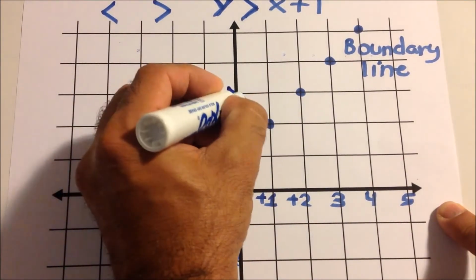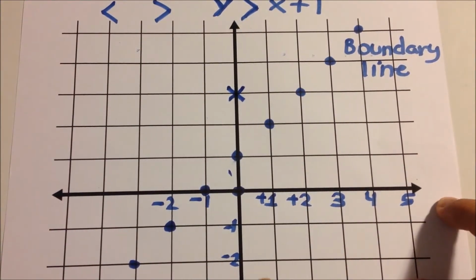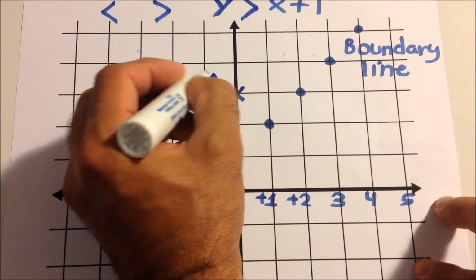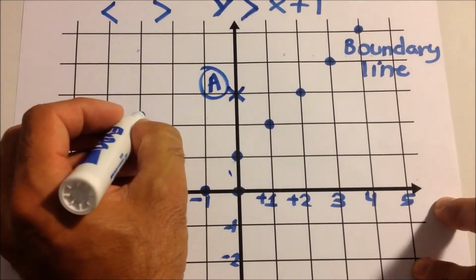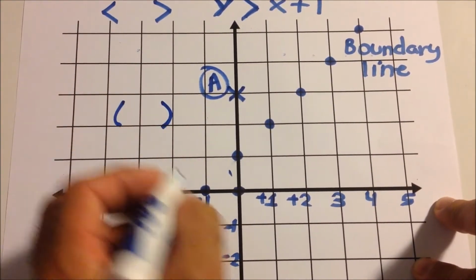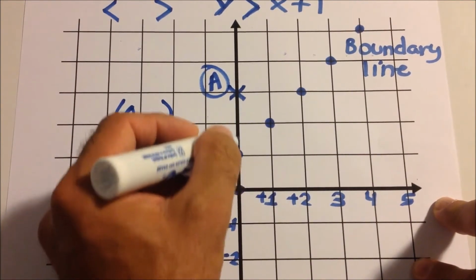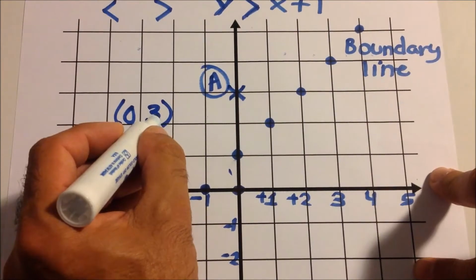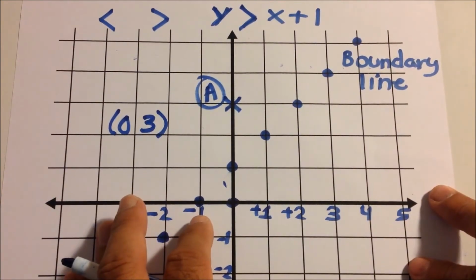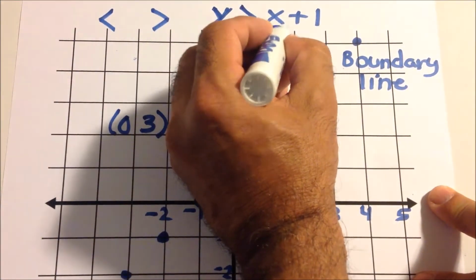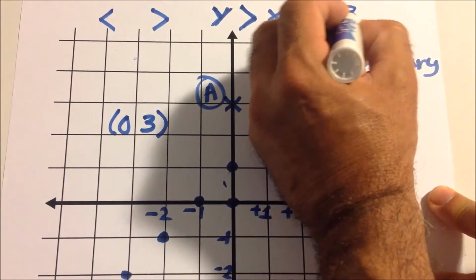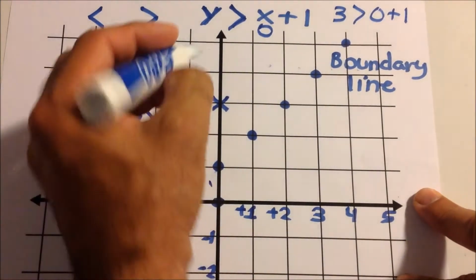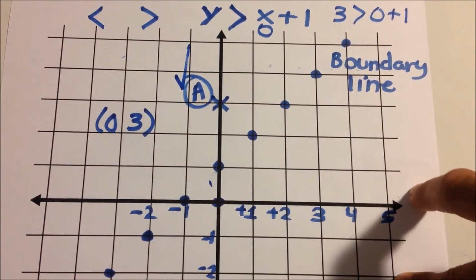So what if I pick this test point A? Let's see if it works. We'll make it test point A. We'll look at the pairs for test point A: it is 0, and we're going 1, 2, 3, so 0, 3. Let's see if it works, where x is 0 and y is 3. Remember, x comes first. So if x is 0 and y is 3, we're saying 3 is greater than 0 plus 1. Is that true? Yes. So test point A works. Put a check mark there.